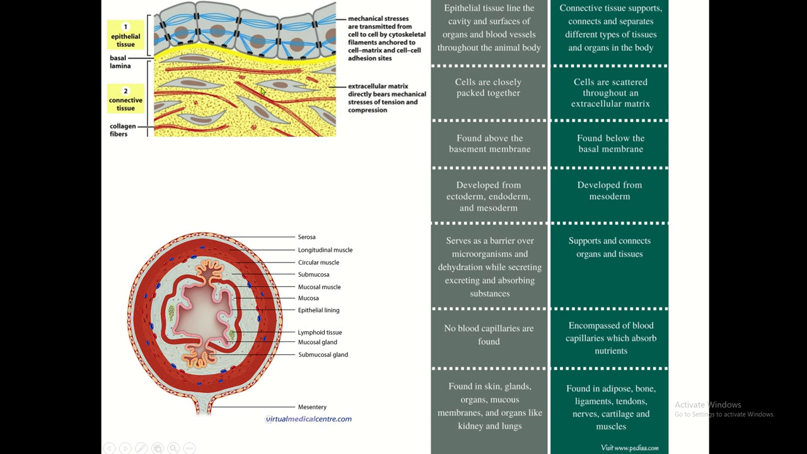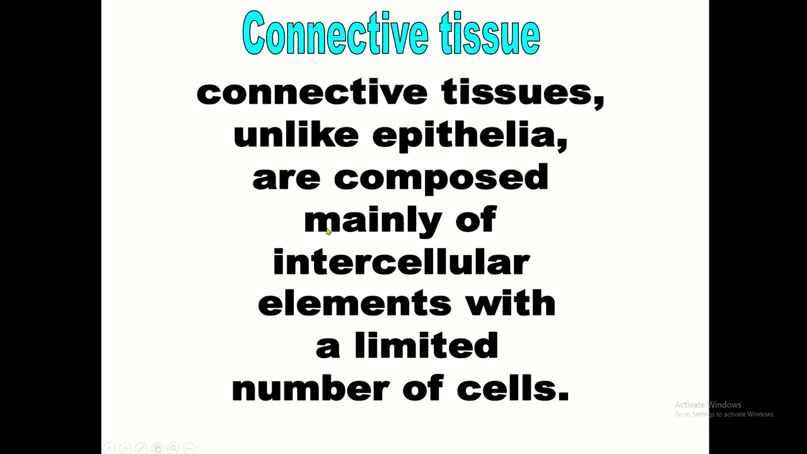Cells of the connective tissue are scattered throughout the extracellular matrix, but epithelial tissue is arranged regularly and rests on the basement membrane. The epithelial tissue is avascular, but connective tissue is vascular. So connective tissue, unlike the epithelia, is composed mainly of intercellular elements with a limited number of cells.